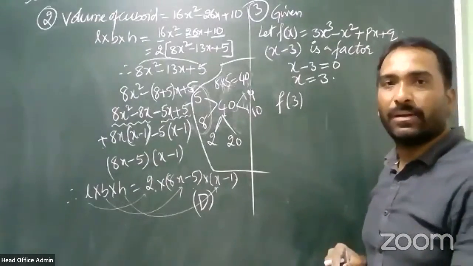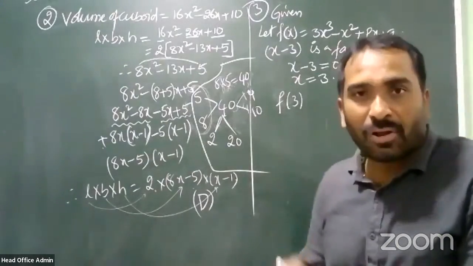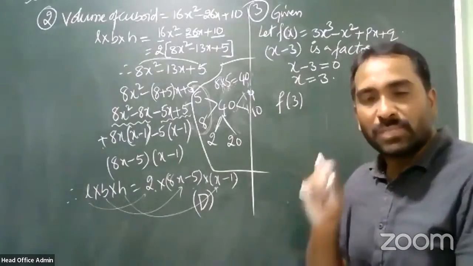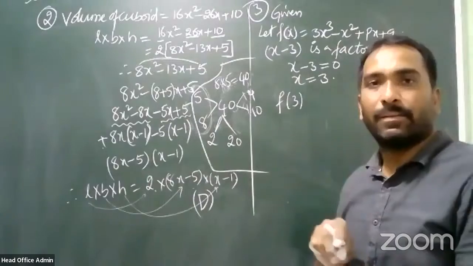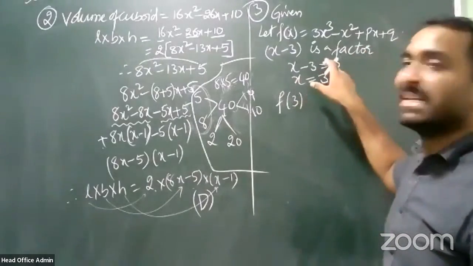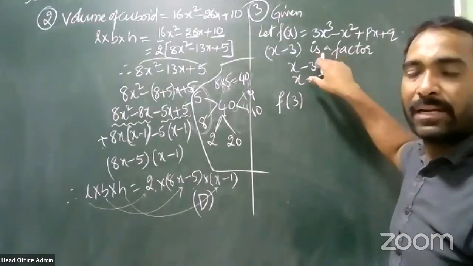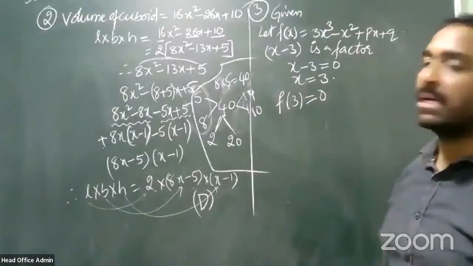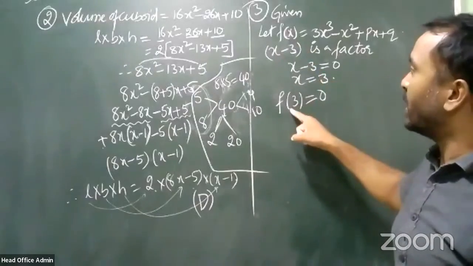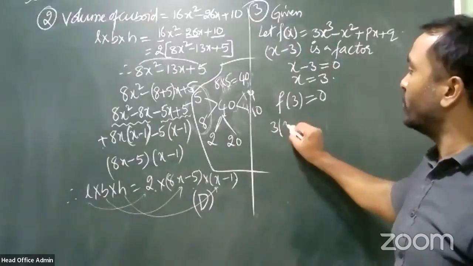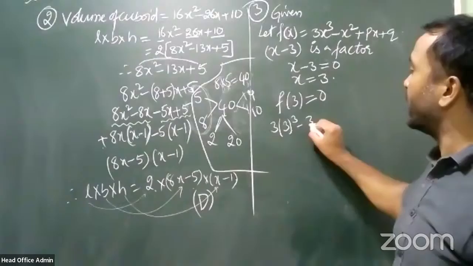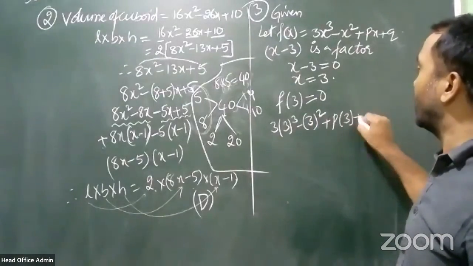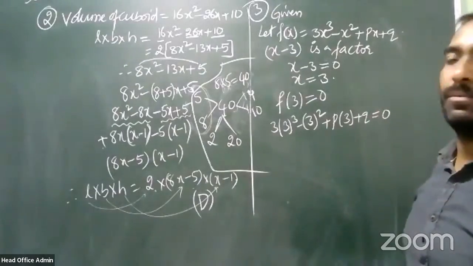Yesterday we discussed this one. Whether it is a factor or not, we have to check. We have to check if the remainder becomes 0, then we can say it is a factor. But already he has given that it is a factor. As it is a factor, the remainder will become 0. That means f of 3 will become what? 0. So in place of x you substitute 3.